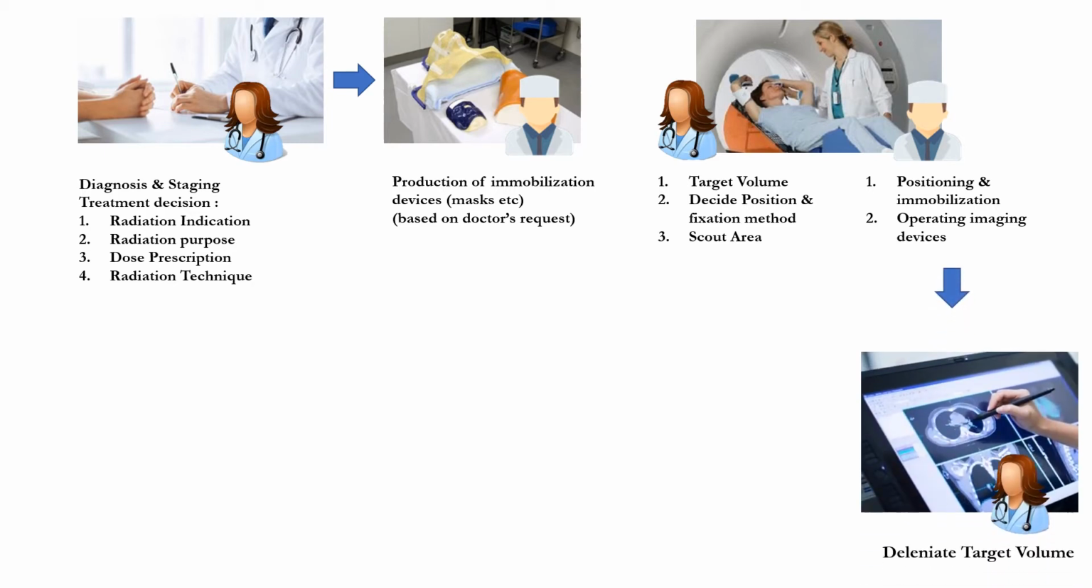Then, the CT scan images will be sent to the treatment planning room. We will delineate which area needs to be irradiated as the target and which areas need to be protected from radiation as organs at risk.